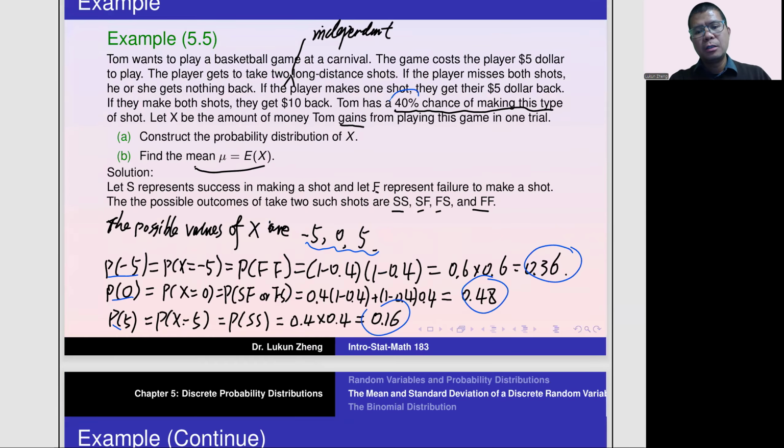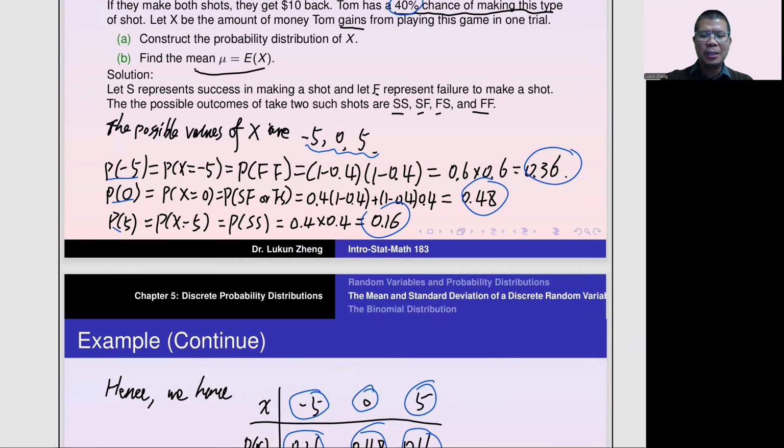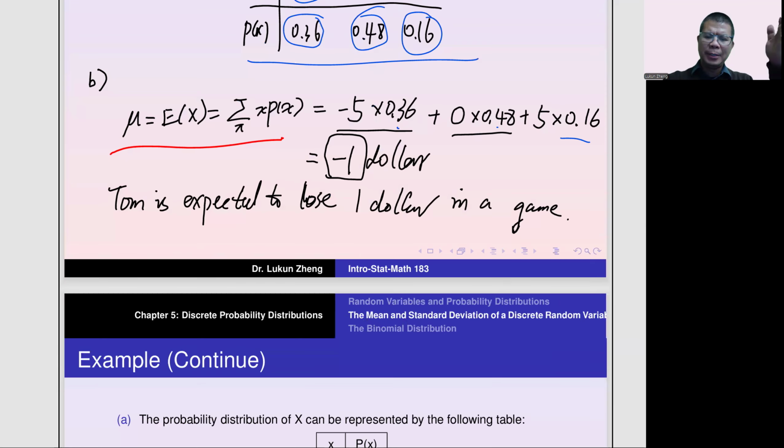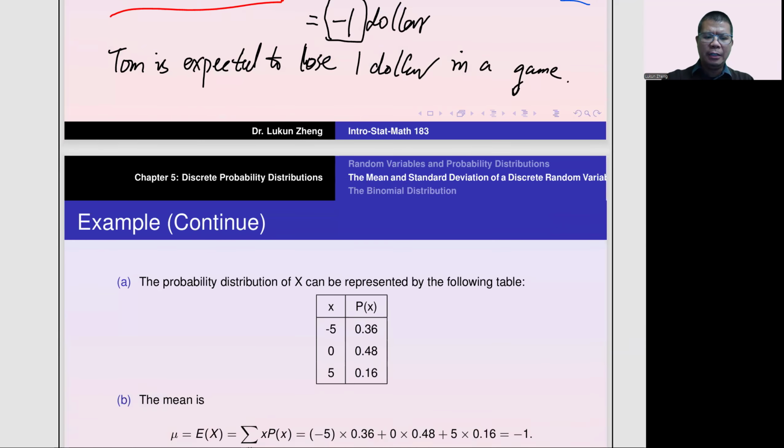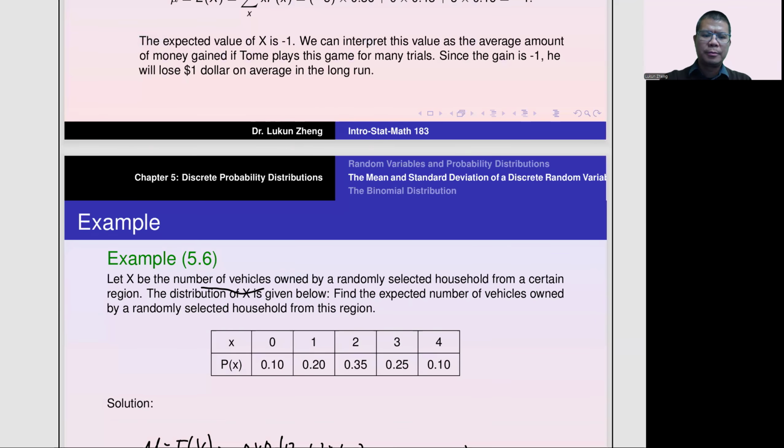40% chance. 40% chance. You've got to increase it by 50, 60, and so on, right? Oh my goodness. But it's already good. This shot is not easy, right? Anyway, so that's what we have for this example.